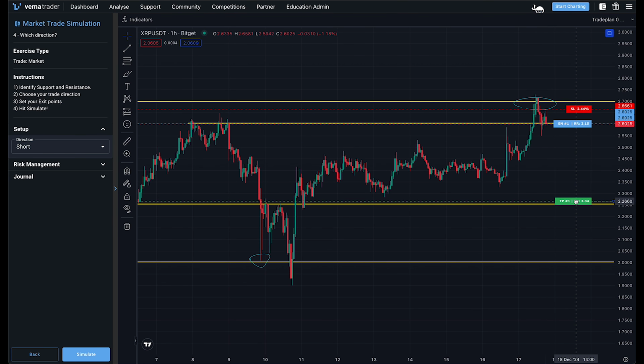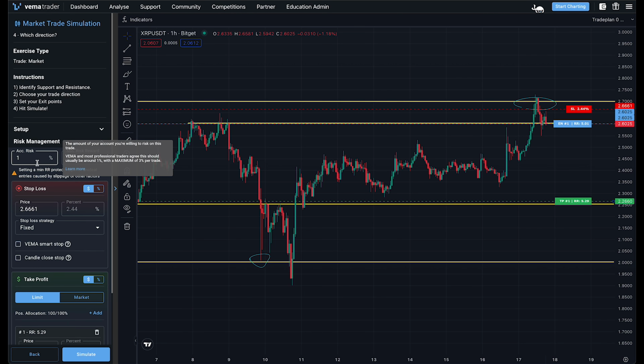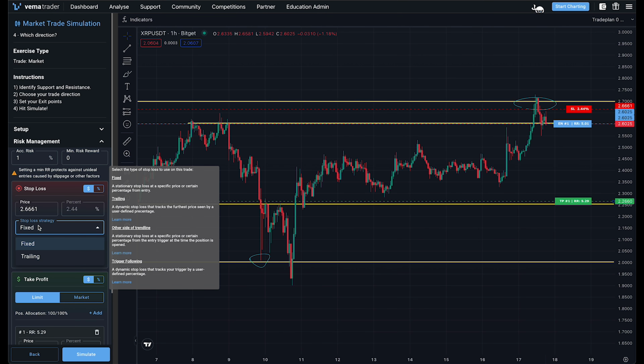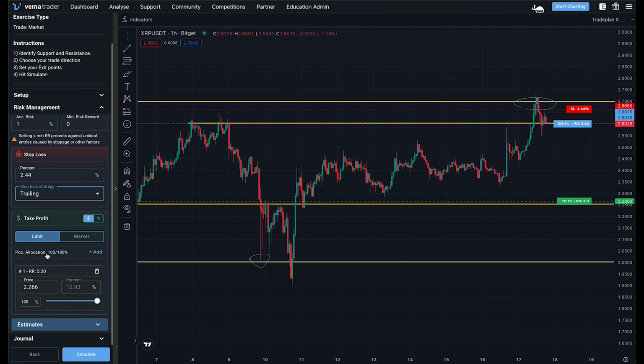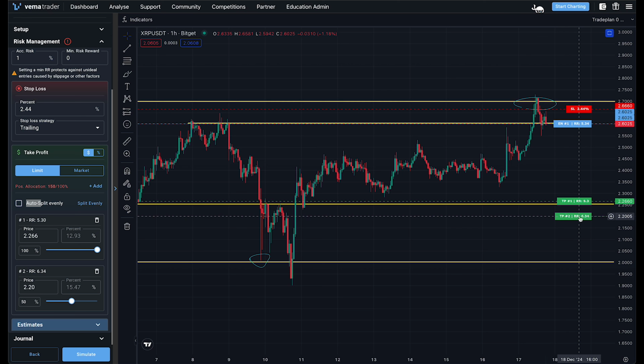I can put one here, but because this is the VEMA Trader Simulator, I've got access to all of the trading tools that VEMA has for me to use as well. So I'll expand open the risk management section. And here I can say, let's switch our stop loss over to say a trailing stop loss. And then I will also add on another take profit. So click on add, and now I'll take my second take profit that's been added and take it down to, let's front run $2 a little bit.